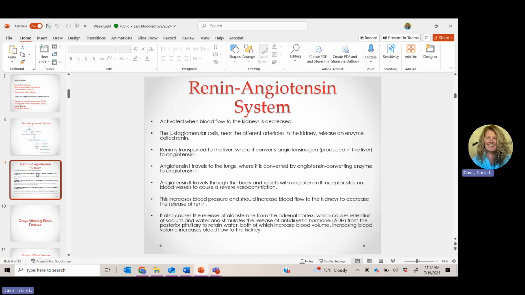Okay, renin is going to be released. It's going to go and be converted in the liver to angiotensin 1. It's going to go to the lungs. When it gets there, it's going to turn into angiotensin 2. Angiotensin 2 is then going to cause vasoconstriction. It's going to increase that blood pressure. Okay, it also causes the release of aldosterone from the adrenal cortex. Tells your body, hey, hold on to sodium, which is going to cause us to hold on to water and increase our blood pressure.